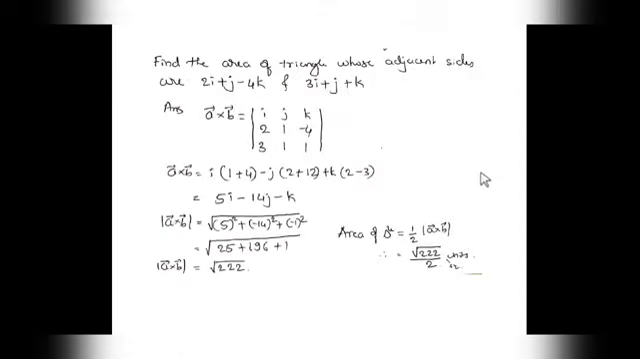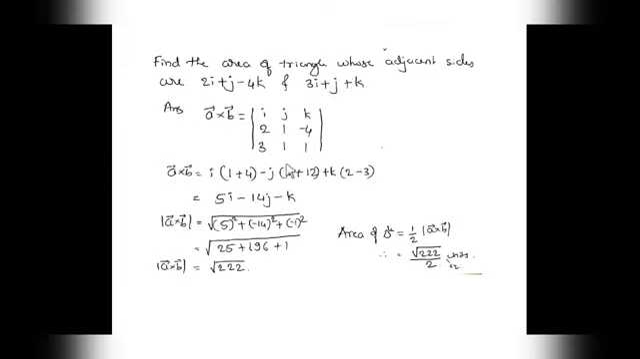Now next, we'll see one example for area of triangle. Find the area of triangle whose adjacent sides are 2i plus j minus 4k and 3i plus j plus k. Again they have given two adjacent sides. Let's take this as vector A and this one as vector B. Vector A cross vector B will be equal to determinant of first row i j k, second row coefficients of i j k in the vector A, 2, 1, minus 4, and the third row should be the coefficients of i j k in the vector B, that is 3, 1, 1.